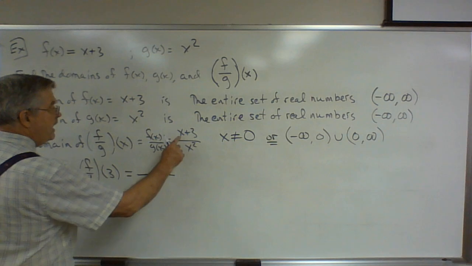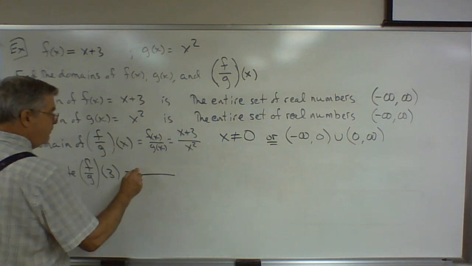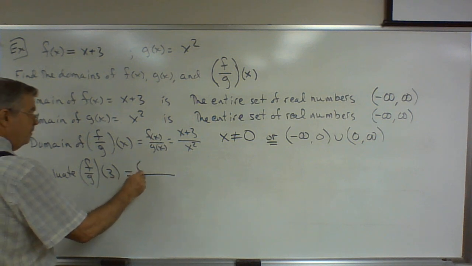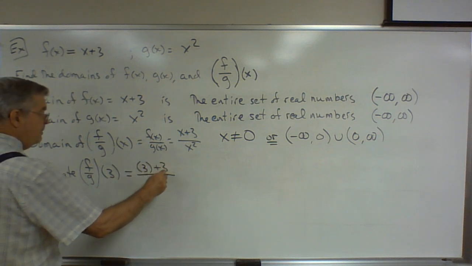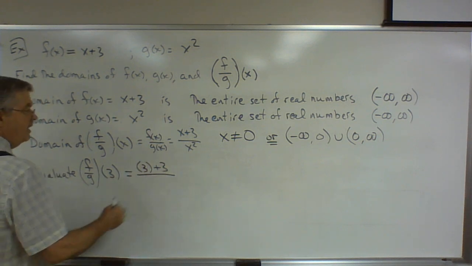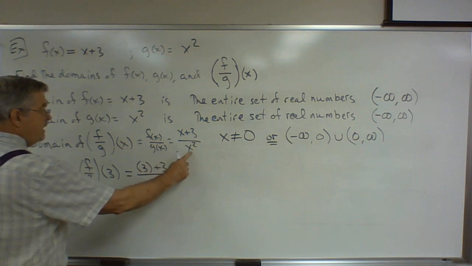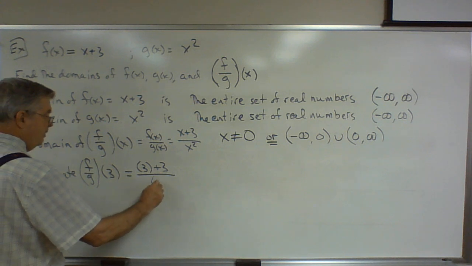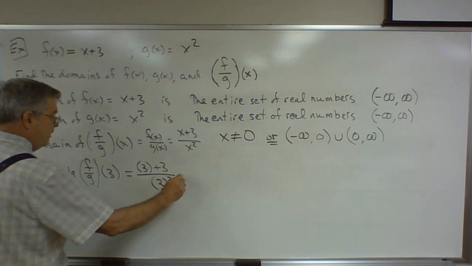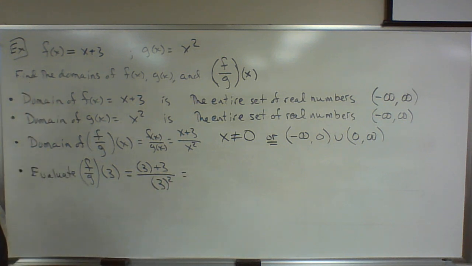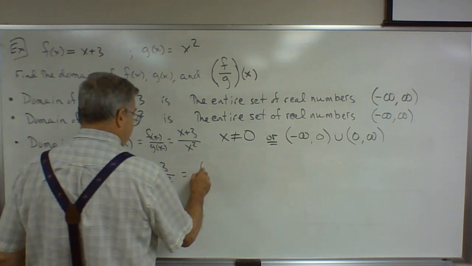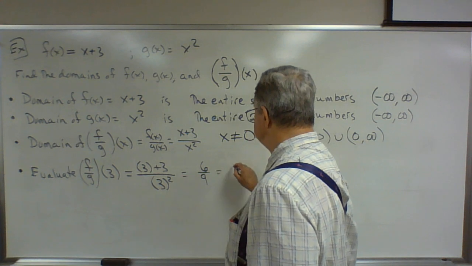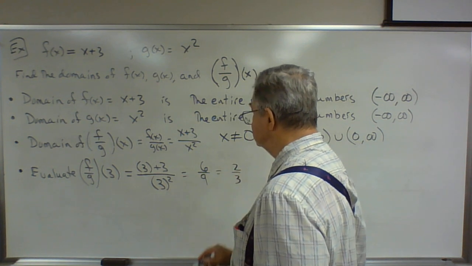In our model, we have x plus 3 on top. So we let 3 play the role of x here. 3 plus 3 on top. In our model, we have x squared on the bottom. Letting 3 play the role of x, we have 3 squared on the bottom. And that gives us 6/9 or 2/3.